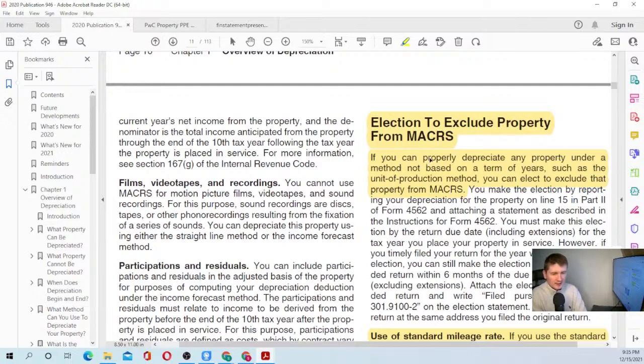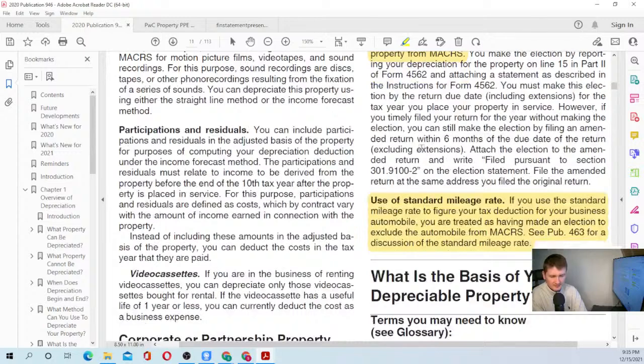Election to exclude property from MACRS. If you can properly depreciate any property under a method not based on a term of years, such as a unit of production method, you can elect to exclude that property from MACRS. So you can use the unit of production method instead of MACRS.